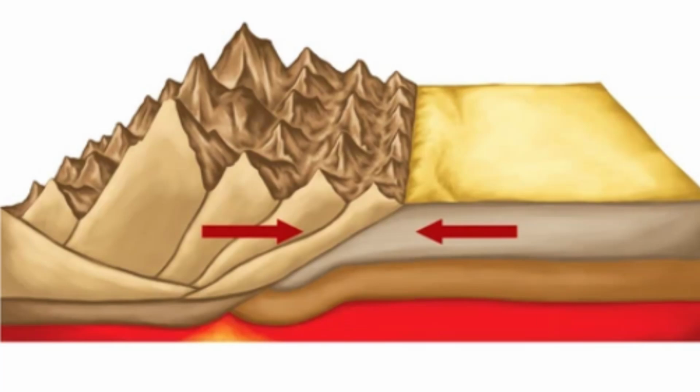Transform boundaries. Transform boundaries occur where tectonic plates slide past each other horizontally. This lateral movement can cause earthquakes as friction builds up along the boundary. Famous examples of transform boundaries include the San Andreas Fault in California.